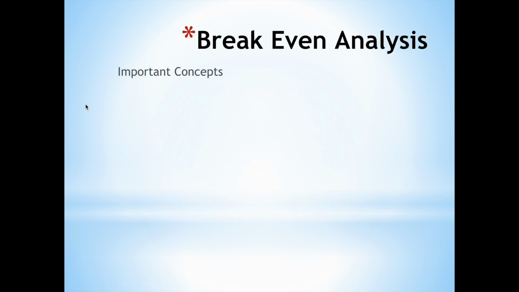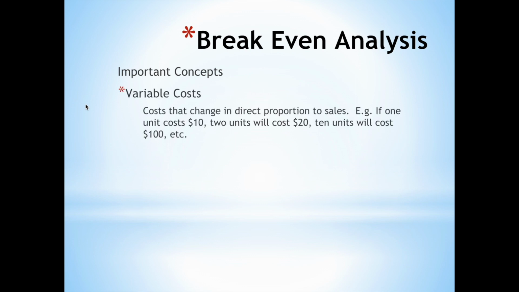So, important concepts with regards to break-even analysis. There's a variable cost, which is the cost that changes in direct proportion to sales. For example, if one unit costs $10, two units will cost $20, because you multiply it by 2, and then 10 units will cost $100. So it depends on each unit of a product.